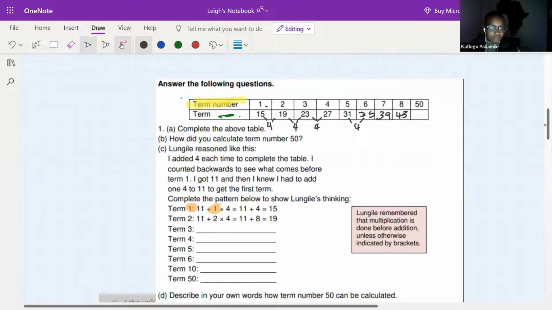Tatum, do you want to try? What does BODMAS say? Tatum. Okay, Mutibang.